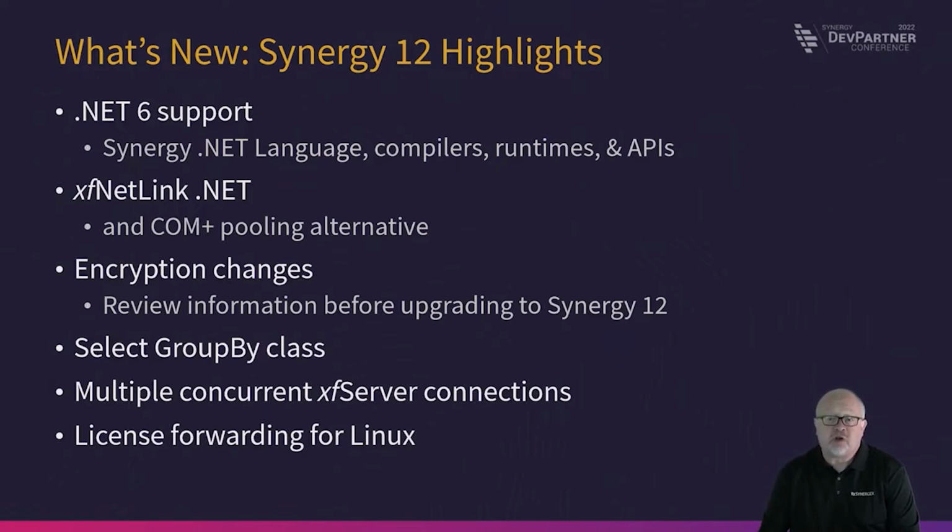In addition to adding support for .NET 6, we've also created and released a new XFNetlink.NET client that is built with .NET Standard 2.0. Meaning that it can be used from .NET Framework, .NET Core 3.1, and .NET applications. It's distributed via NuGet. And for those who use component pooling in their applications and previously used COM+ pooling, which is a Windows-only technology, we also developed and included an all-new pooling mechanism, which is very similar to that used in XFNetlink Java connection pooling.